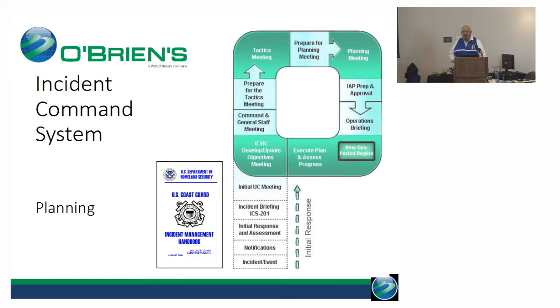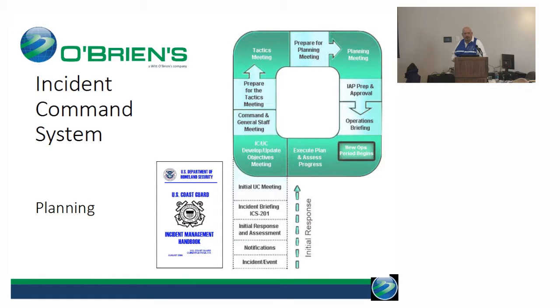Then they're going to have their command and general staff meeting. And that's where they're going to take all the information that they're coming up with as a unified command and give that to the command and general staff. Command staff, we're going to talk about a little bit more in depth later. But the command staff is the safety officer, the public information officer, the liaison officer, and the intelligence officer. Then the general staff is operations section chief, planning section chief, logistics section chief, and finance section chief. Kind of give them their marching orders at that point.